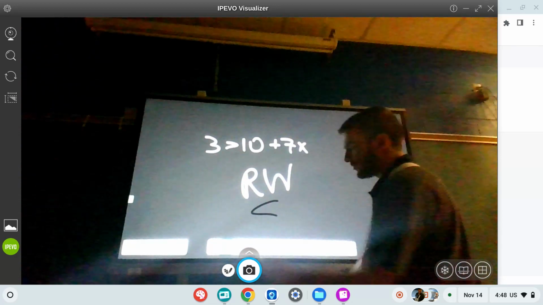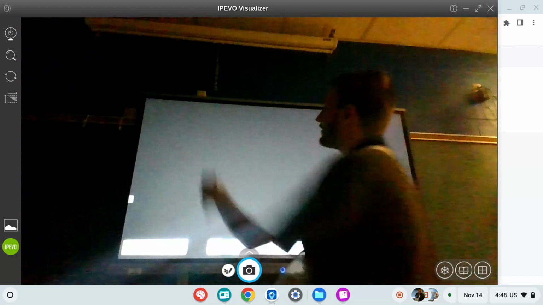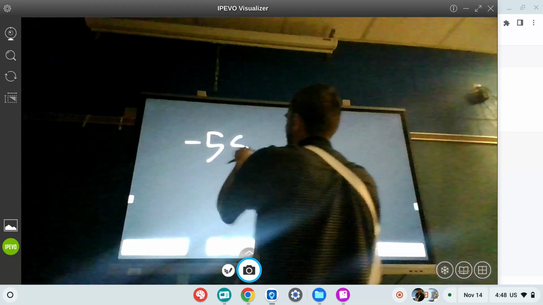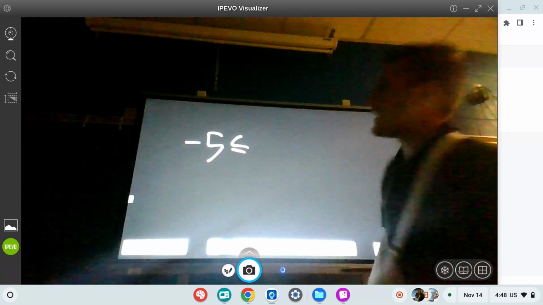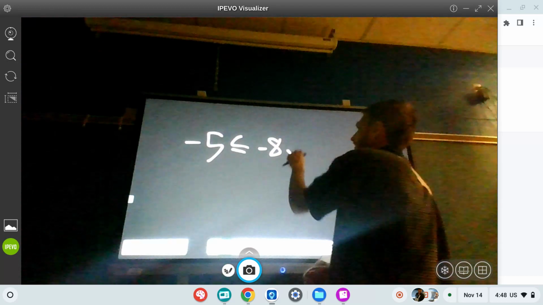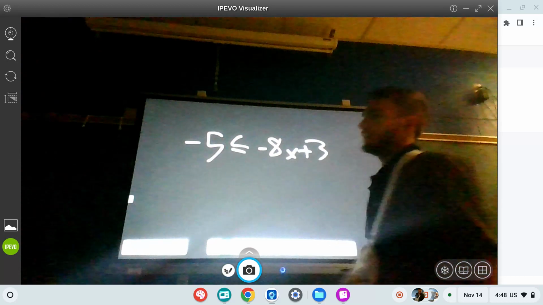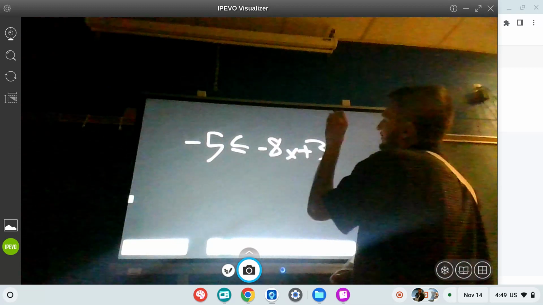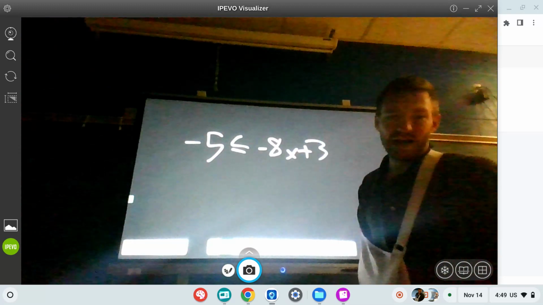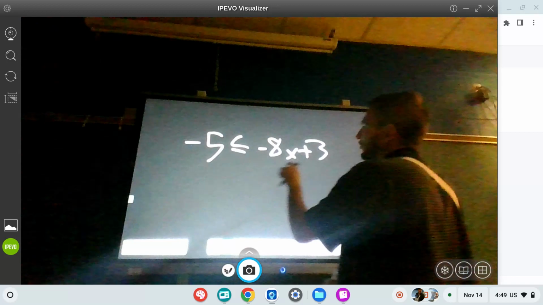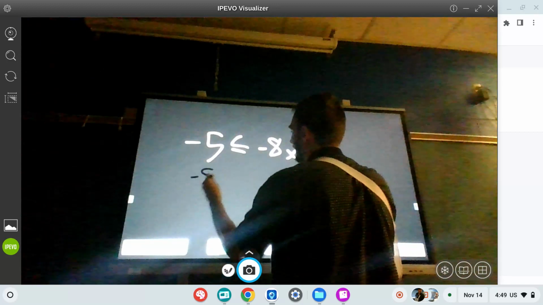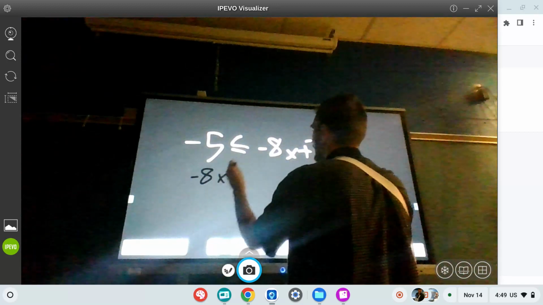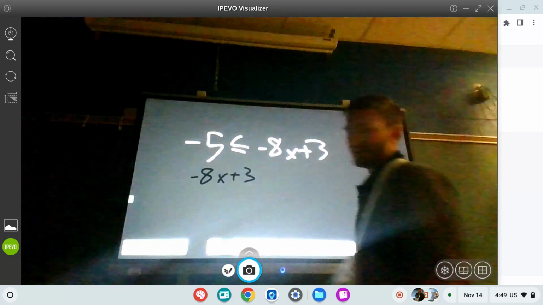Last one on the notes that we're doing like this, we have negative 5 less than or equal to negative 8x plus 3. We got a little bit of a challenge question for you. Do you see that this x is on the right? Yuck, I'm going to have to do a rewrite. So when I rewrite this, negative 8x plus 3 is going to go over there.